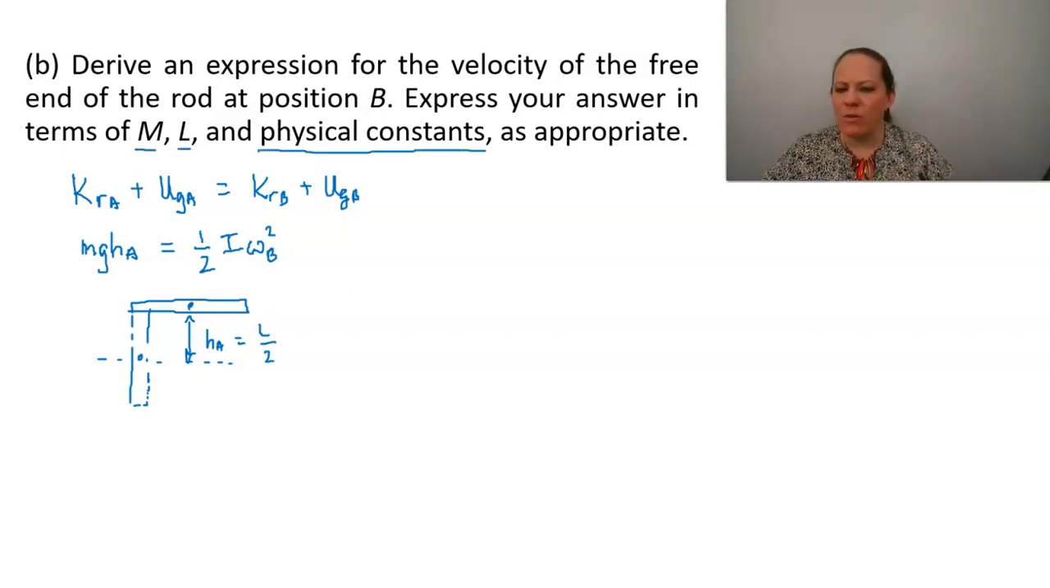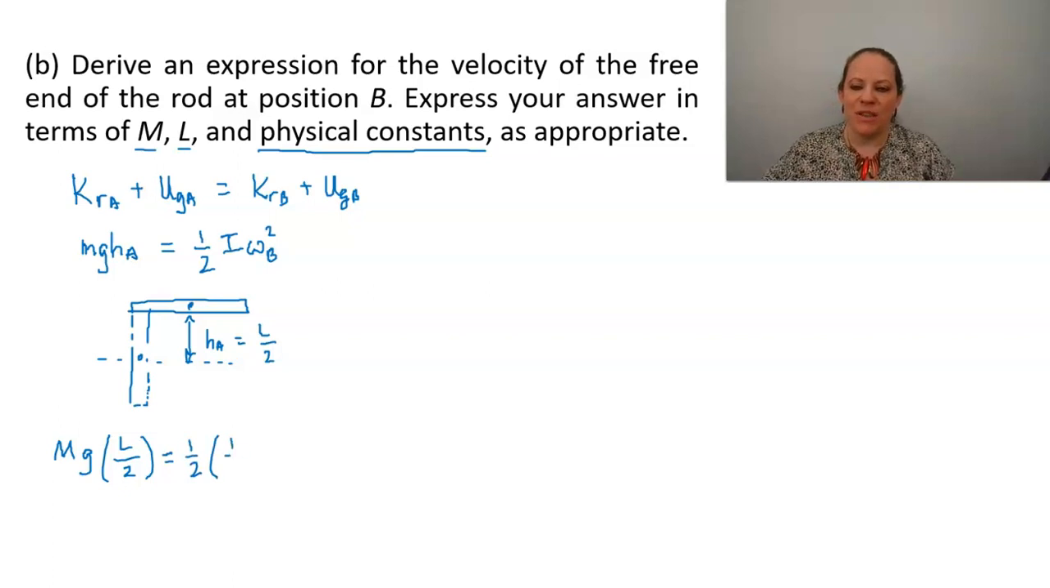Now we'll go ahead and replace the little m for general mass with capital M for the rod's mass. mg times L over 2, and then 1/2. And we just learned in the last part that our rotational inertia for the rod is 1/3 ML squared, and that will be times omega squared. I'm going to leave off the B subscript because there's only one angular velocity that we're going to worry about here.